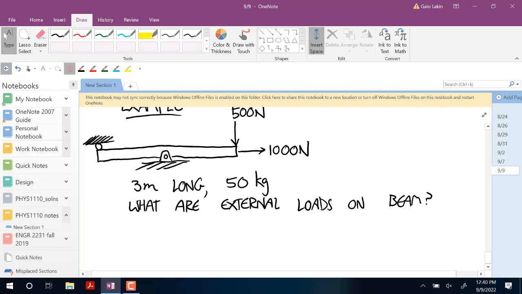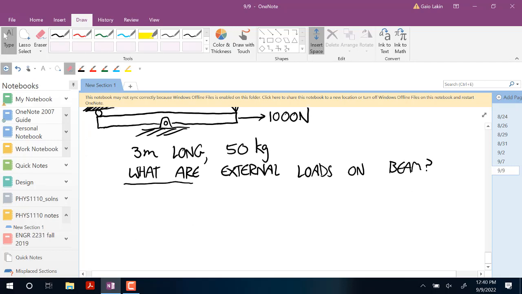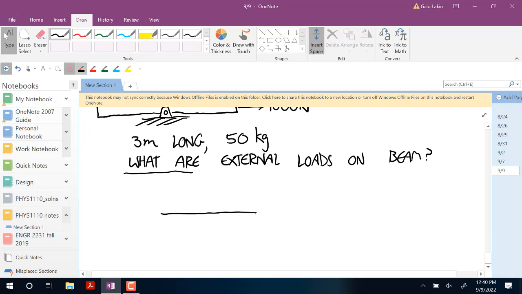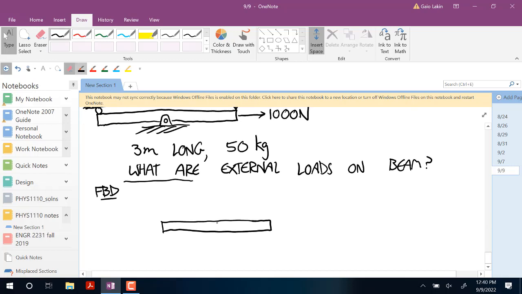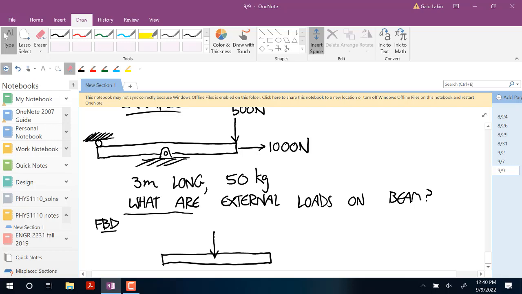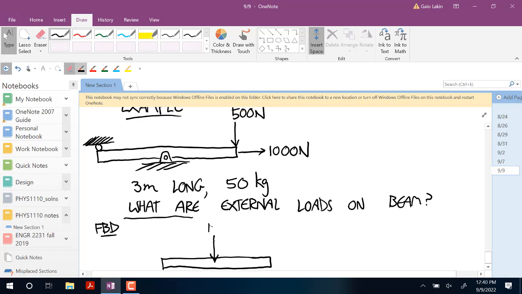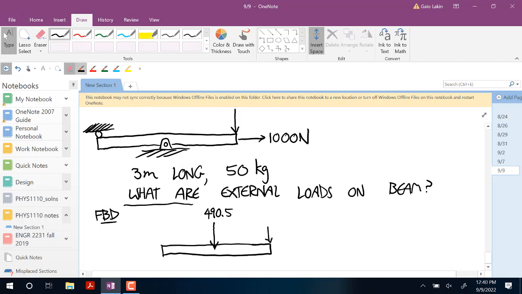Well, the first step is always to draw a free body diagram. So, free body diagram. So there's the outline with no external anything. There's a weight force acting at the center of the object. 50 kilograms times 9.81 gives you a downward force of 490.5. Then there's these two given external loads of 500 and 1,000.